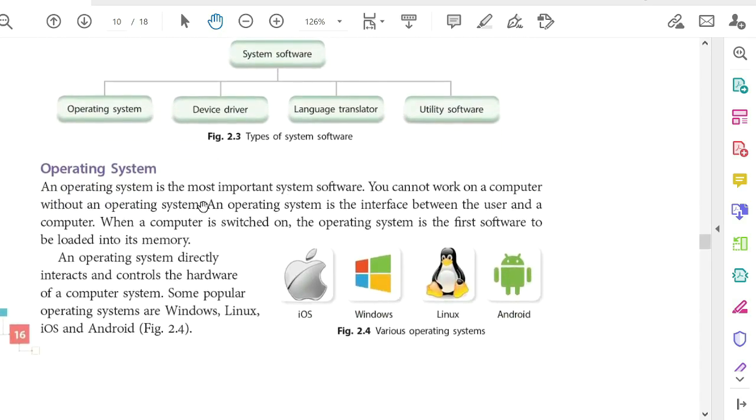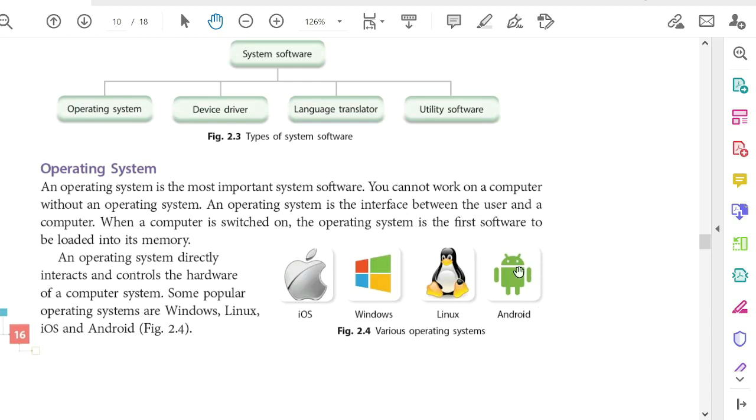Now, operating system, what is that? An operating system is the most important system software. You cannot work on a computer without an operating system. The operating system is an interface between the user and the computer. When the computer is switched on, the operating system is the first software to be loaded into the memory.